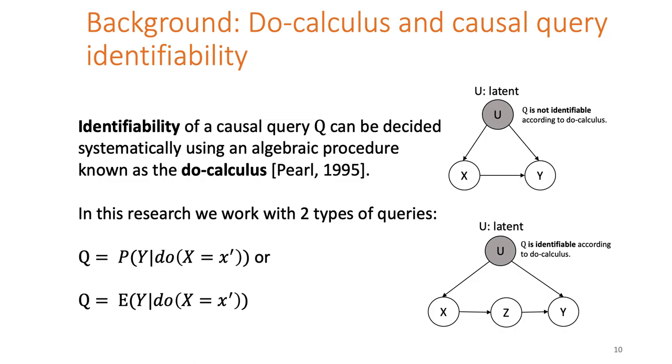For example, the causal query in the top graph is not identifiable. This is because of the existence of latent variable u. In the bottom graph, the query is identifiable because now we can first estimate the effect of x on z and then the effect of z on y.